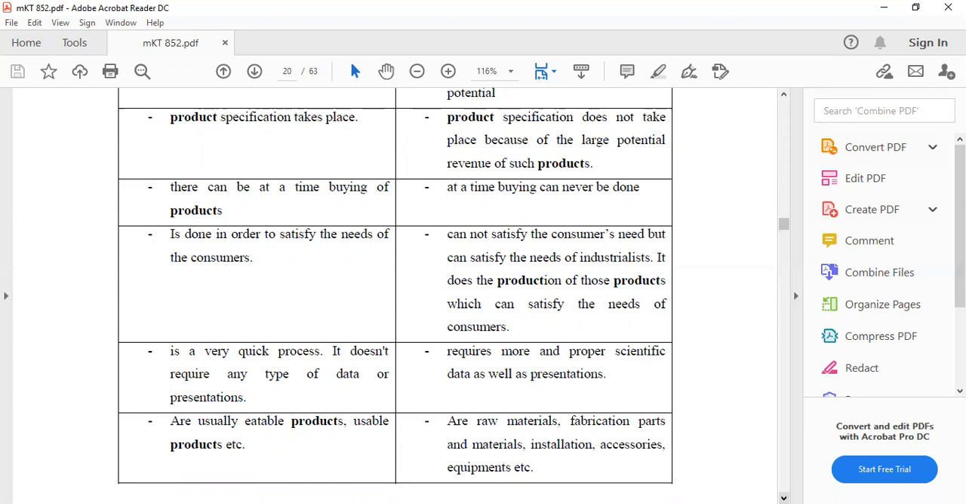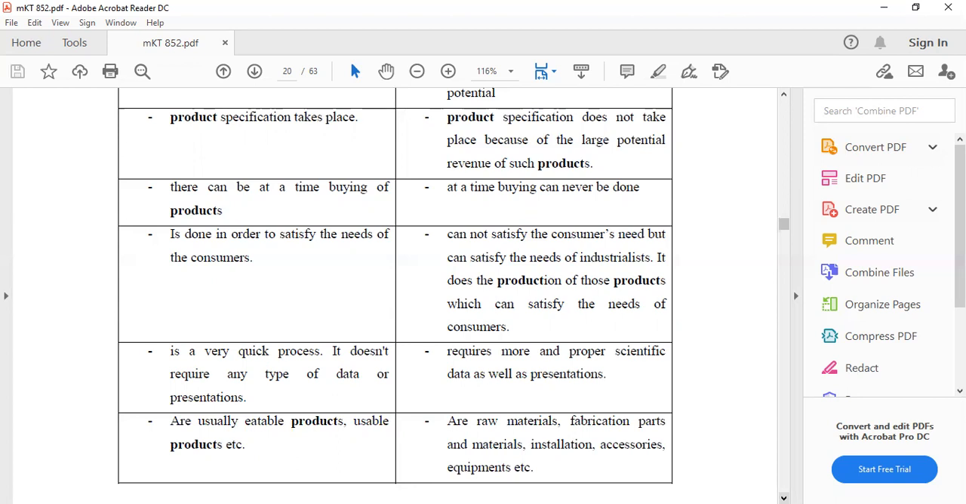I was saying that the purchases might require some presentation, and examination of certain scientific data.